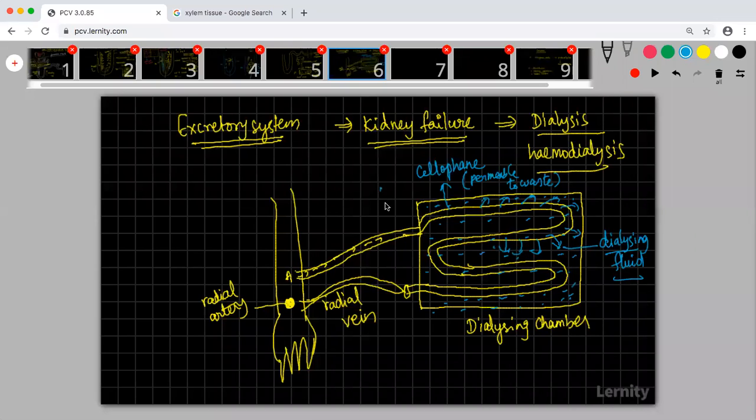So what you do is you pump in fresh dialyzing fluid and remove the old dialyzing fluid once in a while. So for example, every 10 or 15 minutes, the machine will drain this, add the new fluid, and this process will be going on continuously. So after some time, when the blood is coming to the side, it will be free of urea. This way you can treat kidney failure. So this is what we call dialysis.